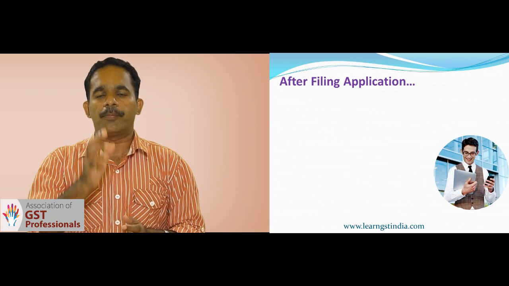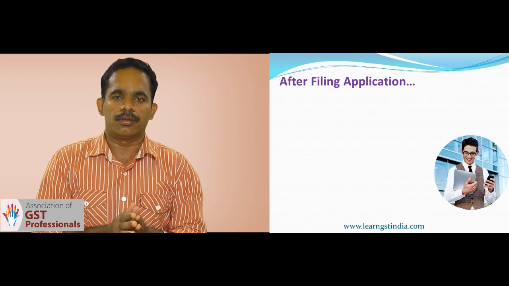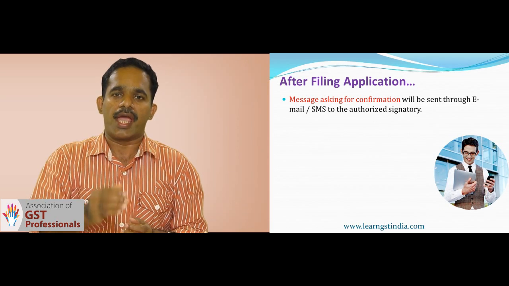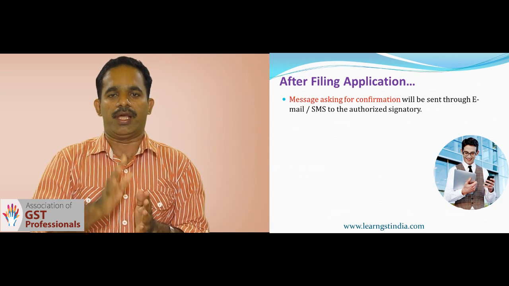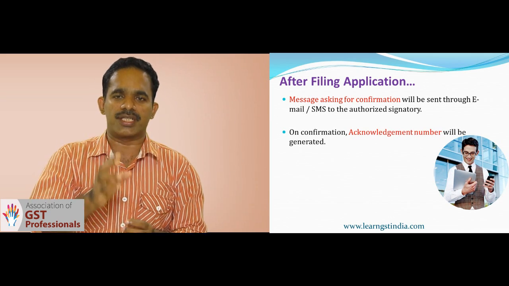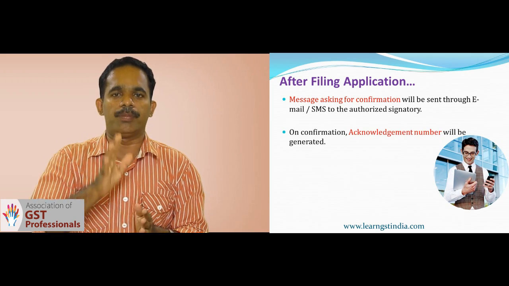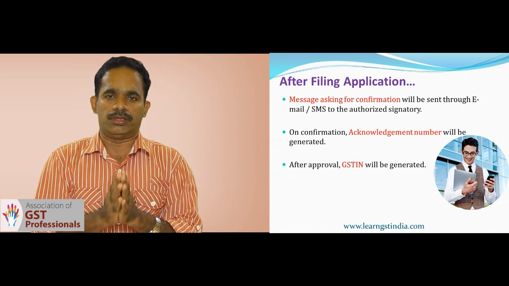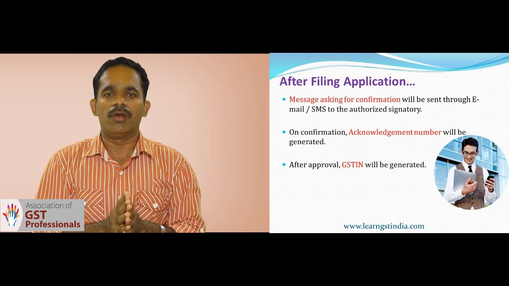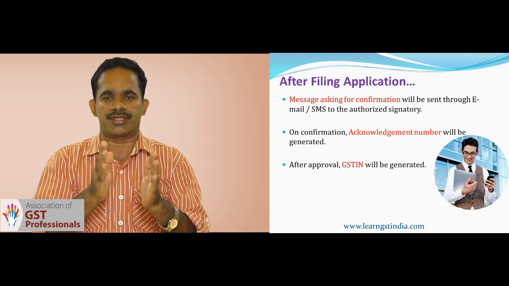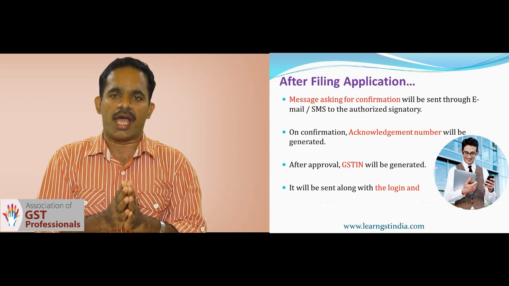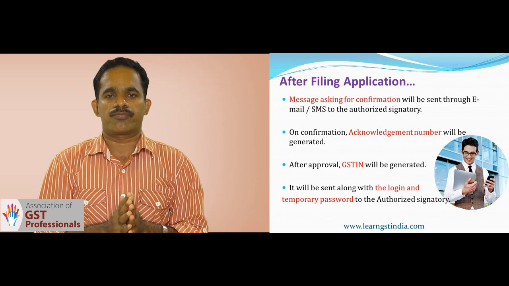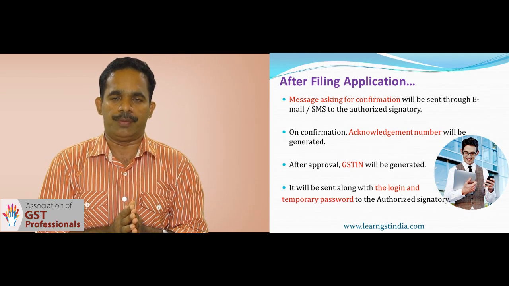After filing the application along with the prescribed documents, a message will be sent to the authorized signatory either through SMS or through email. On confirmation by the authorized signatory, an acknowledgement number will be generated. After approval, the GST Identification Number or GSTIN will be generated for the business concern registered. A temporary login and password will be provided to the authorized signatory and it will be communicated to him.